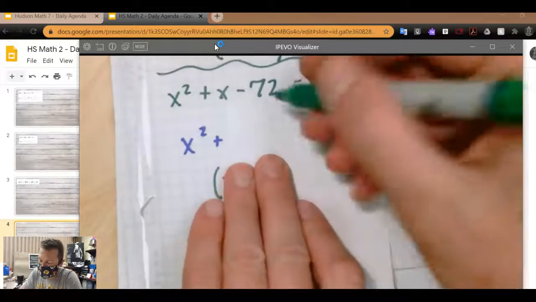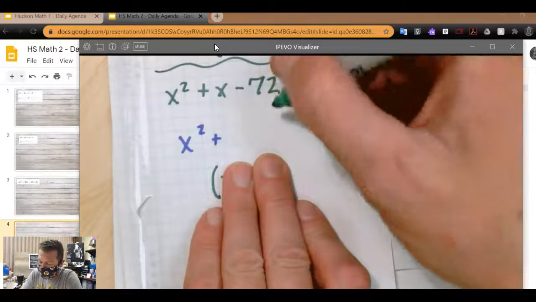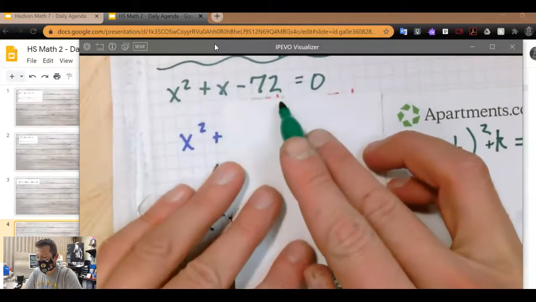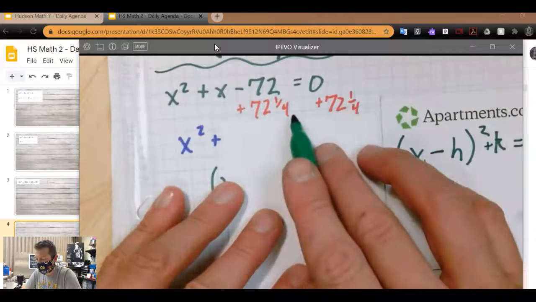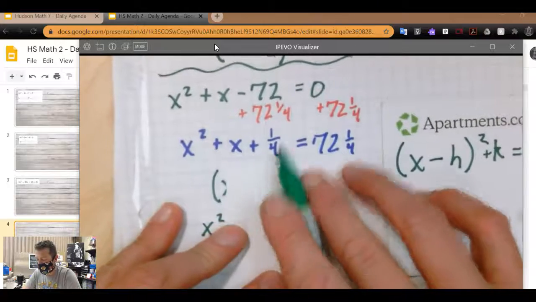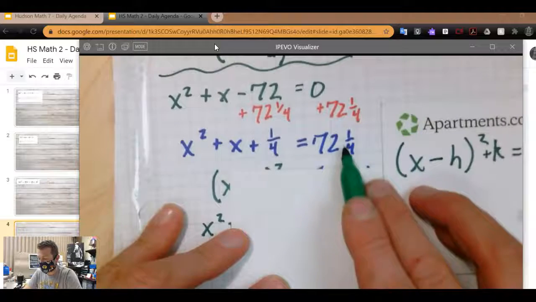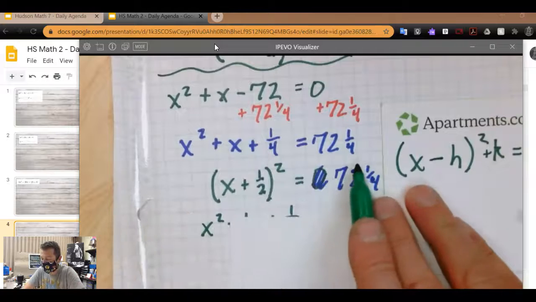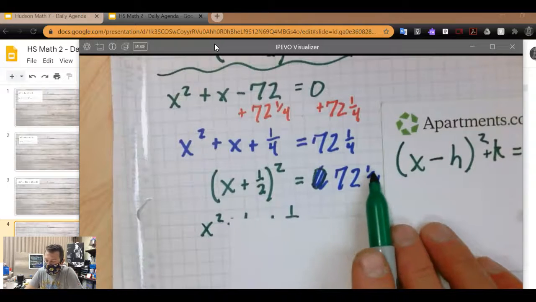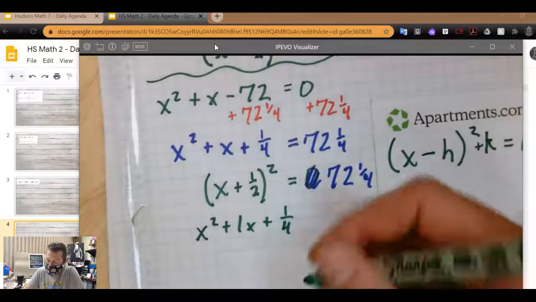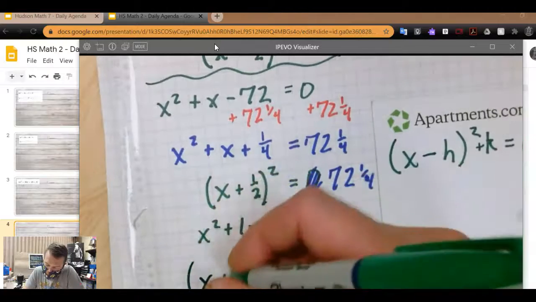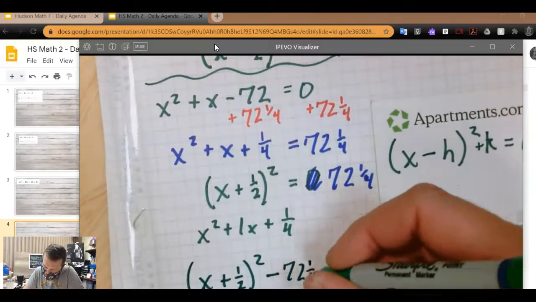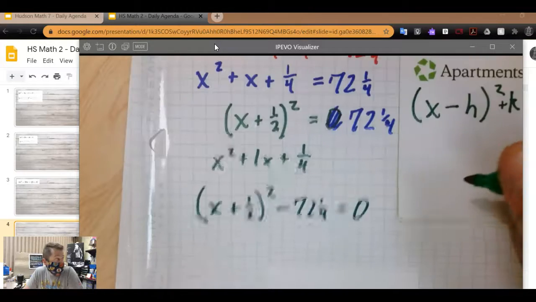If at the beginning we added 72 to both sides to get rid of it, we would have had x squared plus x equals a positive 72. Then when we added on both sides, we would have just added 1/4. So we would have added 1/4, and my 72 would have become 72 1/4. So we get to the exact same place, regardless which route we took. But then, to bring this back to quadratic and make it equal to 0, we have to rewrite it as x plus 1/2 squared minus 72 1/4 equal to 0.